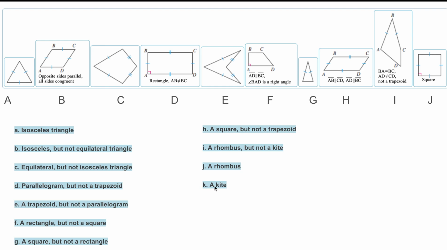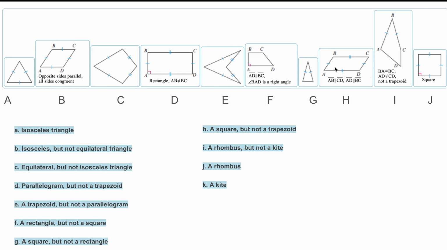Okay, how about a kite? What does a kite mean? You need to have two adjacent sides that are congruent. So yes, this is a kite because two adjacent sides are congruent. Okay. How about this one? Two adjacent sides are congruent? Yes. How about this one? Two adjacent? Not this one. How about this one? Two adjacent sides are congruent. Yes. Not this one.